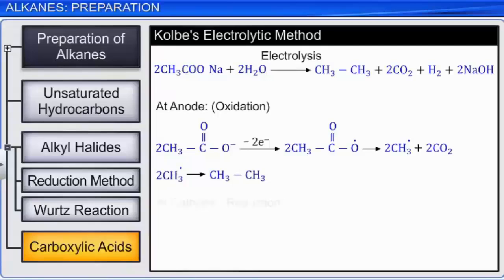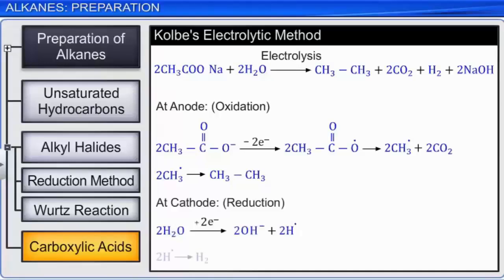At cathode, water molecules accept the electrons and split up into hydroxyl ions and hydrogen-free radicals. Two such hydrogen-free radicals combine together and form hydrogen gas. Thus, in coal-based electrolysis method, alkane is produced at the anode.